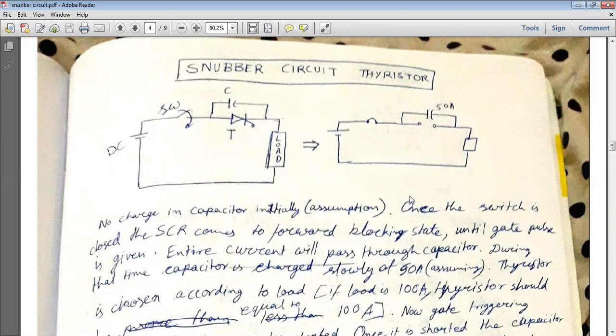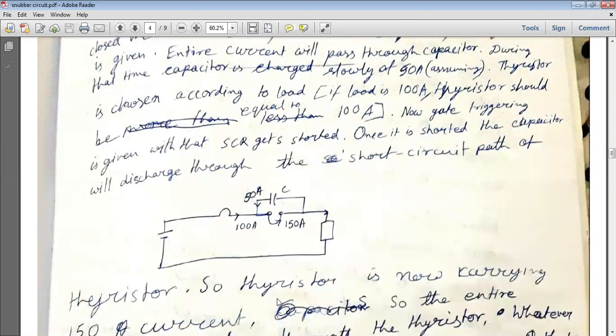With that, the SCR gets shorted. Once it is shorted, the capacitor will discharge through the short circuit path. You can see in this picture, once the gate pulse is given, the thyristor is shorted and the capacitor will discharge through that short circuited path of the thyristor. So how much current is the thyristor now carrying? It has to carry load current of 100 ampere. Now with the discharging of the capacitor, the current of 50 ampere, it will carry 150 ampere. So the entire current will flow through the thyristor.